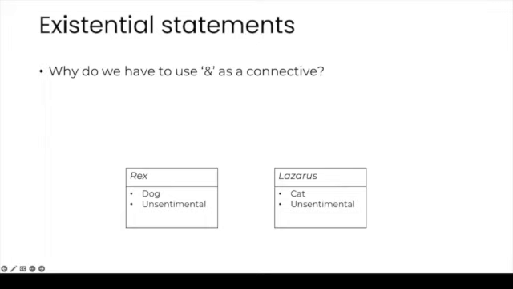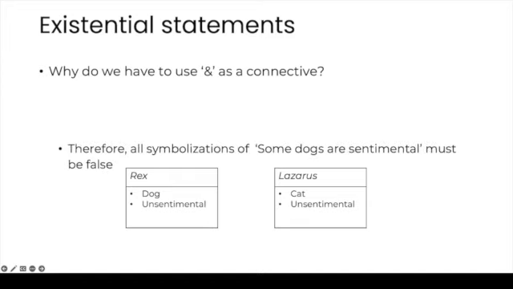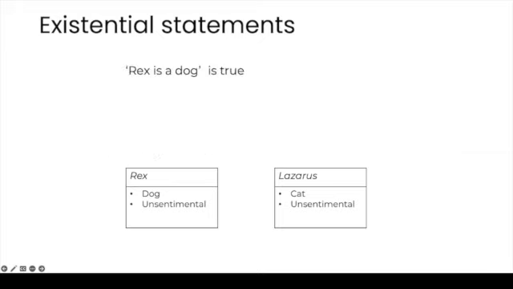So let's imagine this situation. We have two individuals. One is Rex, the other one is Lazarus. Rex is a dog and is unsentimental. Lazarus is a cat, therefore not a dog, and is also unsentimental. And notice that here, "some dogs are sentimental" is false, because the only dog that exists here is Rex, and Rex is not sentimental. Therefore, all symbolizations of "some dogs are sentimental" must be false. That is a requirement: if a symbolization is going to be correct, it must come out false in this situation.